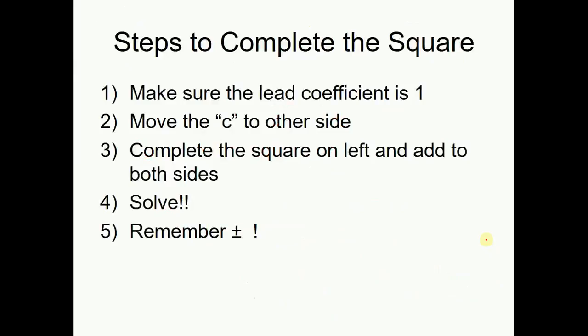So, steps to completing the square. Here's what you need to do. First of all, make sure your leading coefficient is 1. Move the c to the other side. That's to make room for the blank part. Complete the square on the left and add to both sides. Solve, just like you normally would solve. And then don't forget that plus or minus. Don't forget the buy one, get one free offer you always get when you square root.